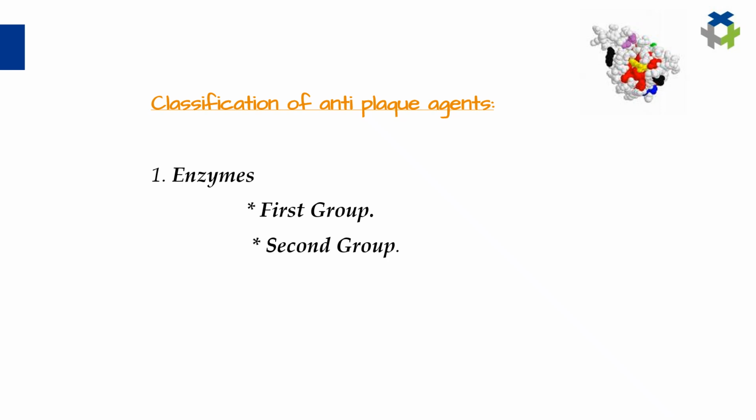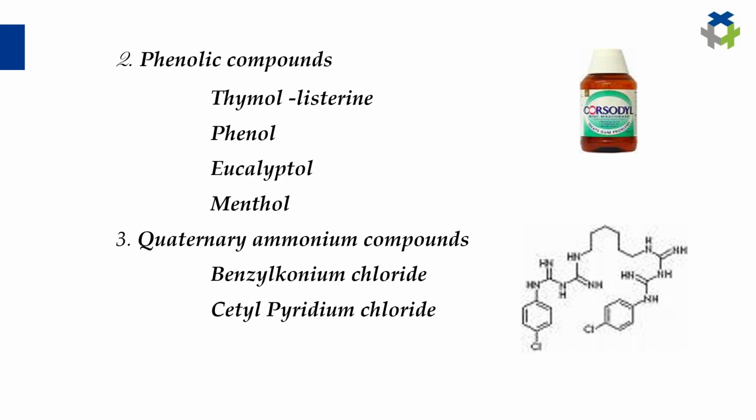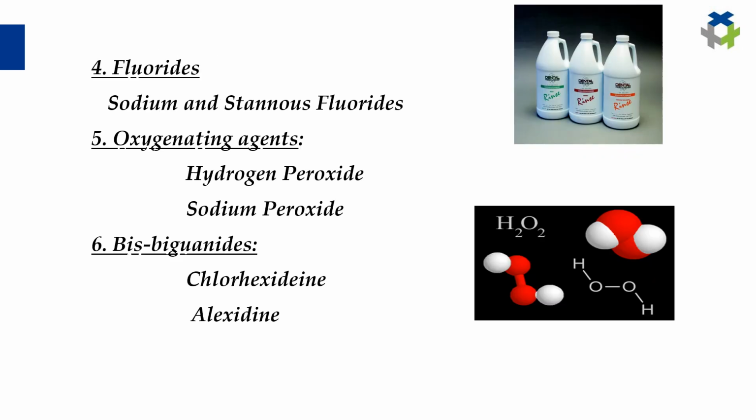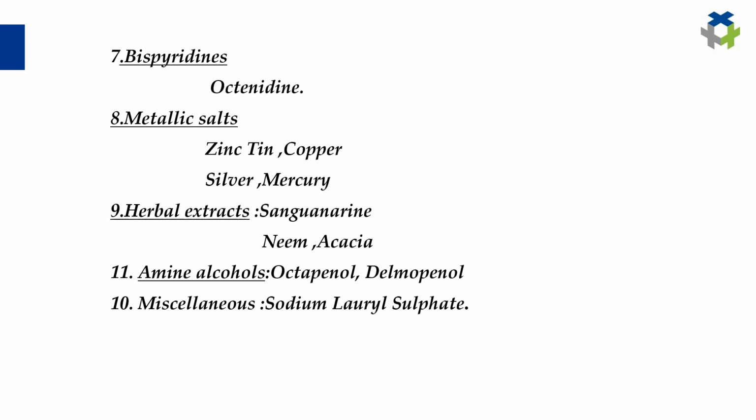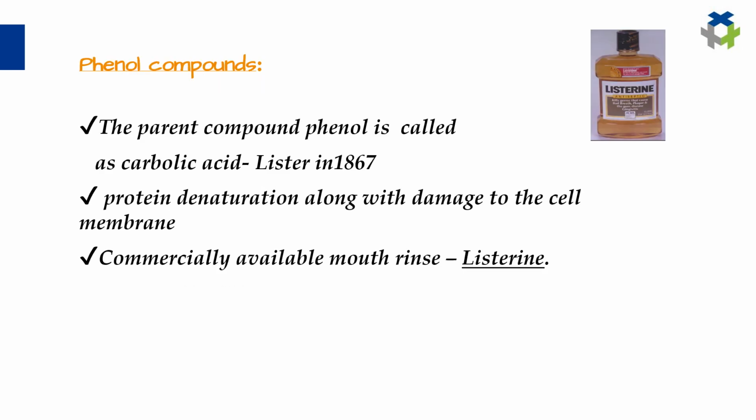Classification of anti-plaque agents. Anti-plaque agents can be enzymes, phenolic compounds like thymol, Listerine, phenol, eucalyptol, menthol, quaternary ammonium compounds like benzalkonium chloride and cetylpyridinium chloride, fluorides like sodium and stannous fluoride, oxygenating agents like hydrogen peroxide and sodium peroxide, bis-biguanides like chlorhexidine and alexidine, bispyridines like octenidine, metallic salts like zinc, tin, copper, silver, mercury, herbal extracts like neem, acacia, sanguinarine, amine alcohols like octapinol and delmopinol, and miscellaneous agents like sodium lauryl sulfate.